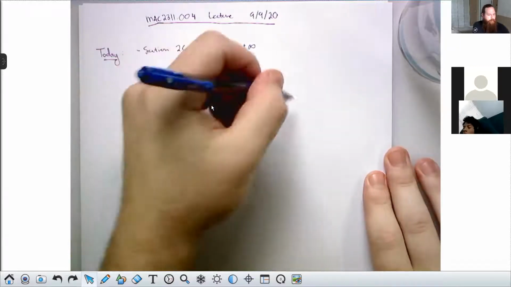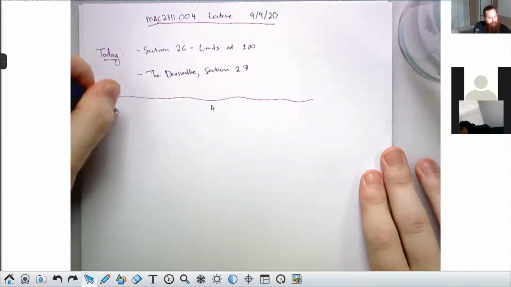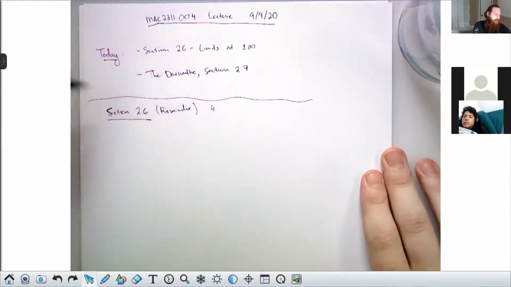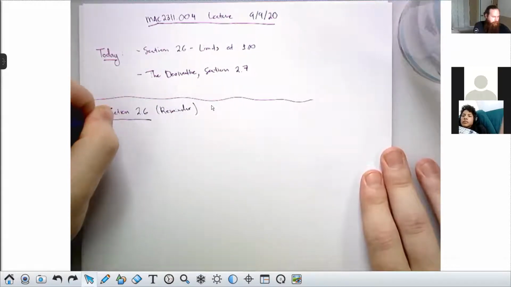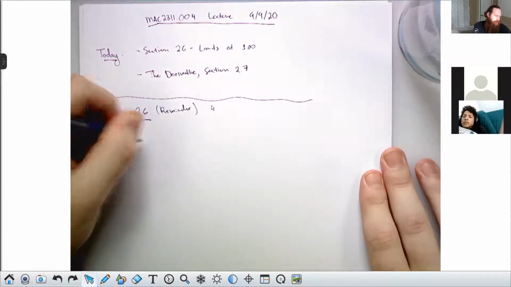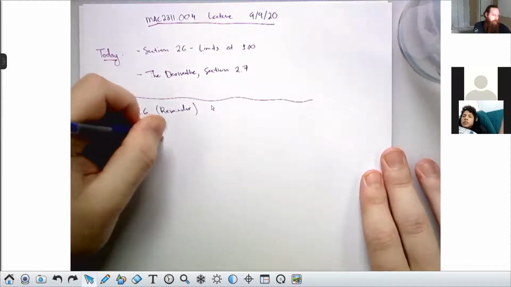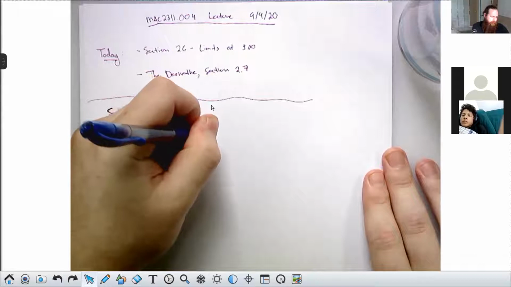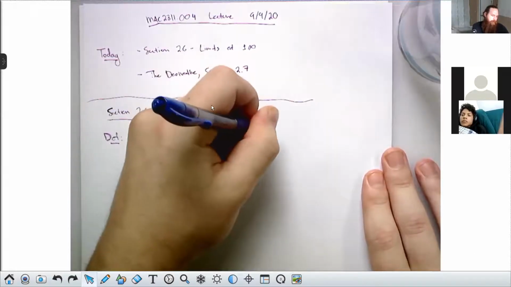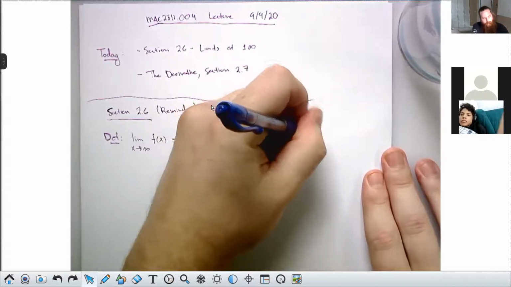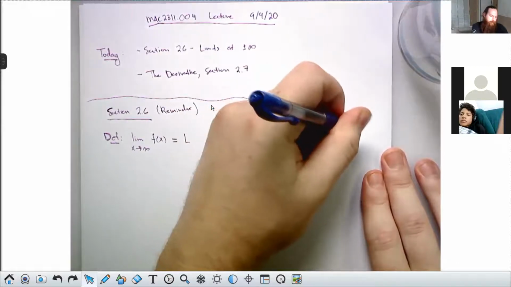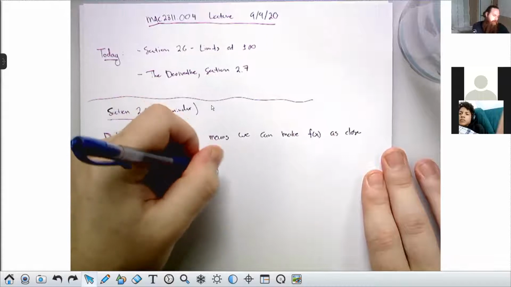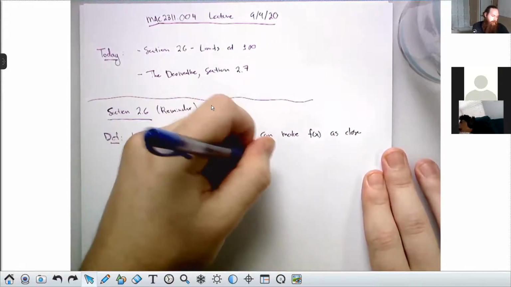So I'll remind you what we talked about at the end of last week. We talked about limits at infinity. So what it means to say that the limit as x goes to infinity of f of x is equal to some number L. This means we can make the y values, which are f of x, as close as we want to L by making x bigger and bigger.